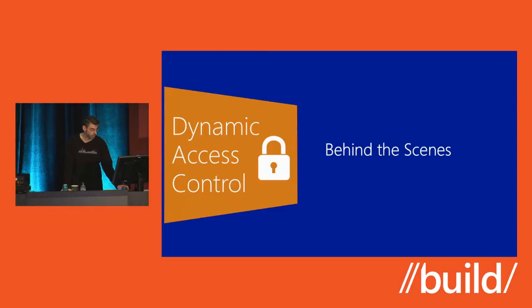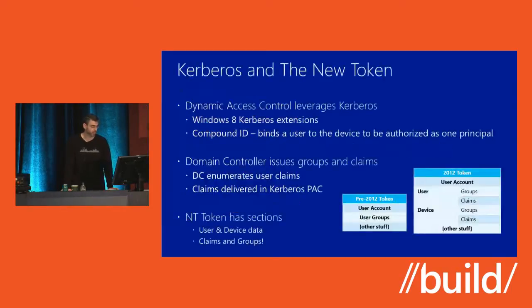So then into the plumbing in some of these cases. This is where some people have been particularly curious about how things have changed. The first is the token. If you're familiar with the Windows process model and access control model, you've heard of this thing called the token. Well, these extensions are in Kerberos. So the claims flow in Active Directory through Kerberos enhancements, both for claims themselves and for this thing called compound ID, which I'll save for later.